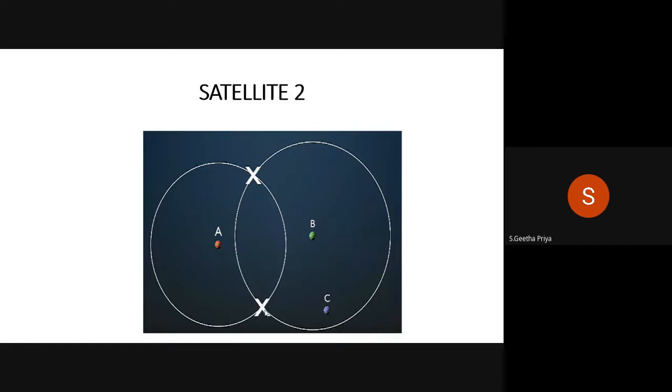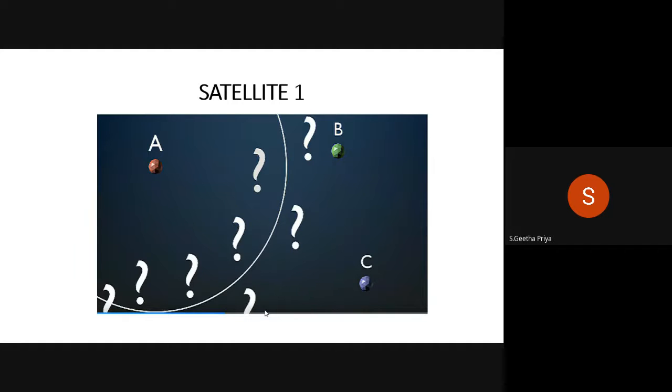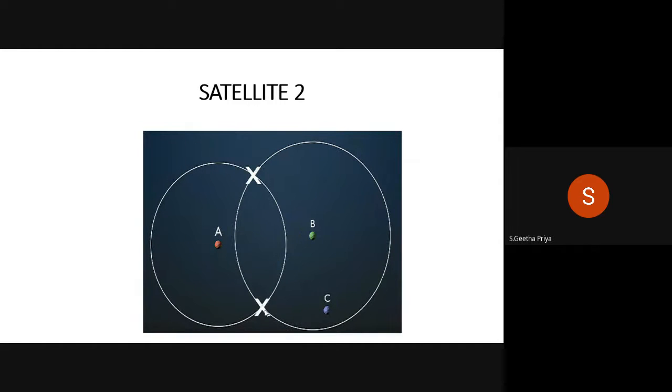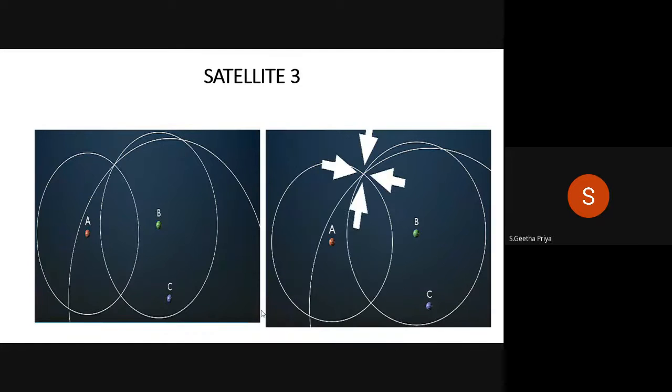Now we have decreased the area size. In the case of satellite one, we have a larger area where the person can reside on the Earth. But after using the second satellite, we have minimized the coverage area of the person residing on the Earth. So now the position is only two: either above or below the intersection. To find the exact position, we are going to use the third satellite, which is going to emit radio waves and have its own orbit.